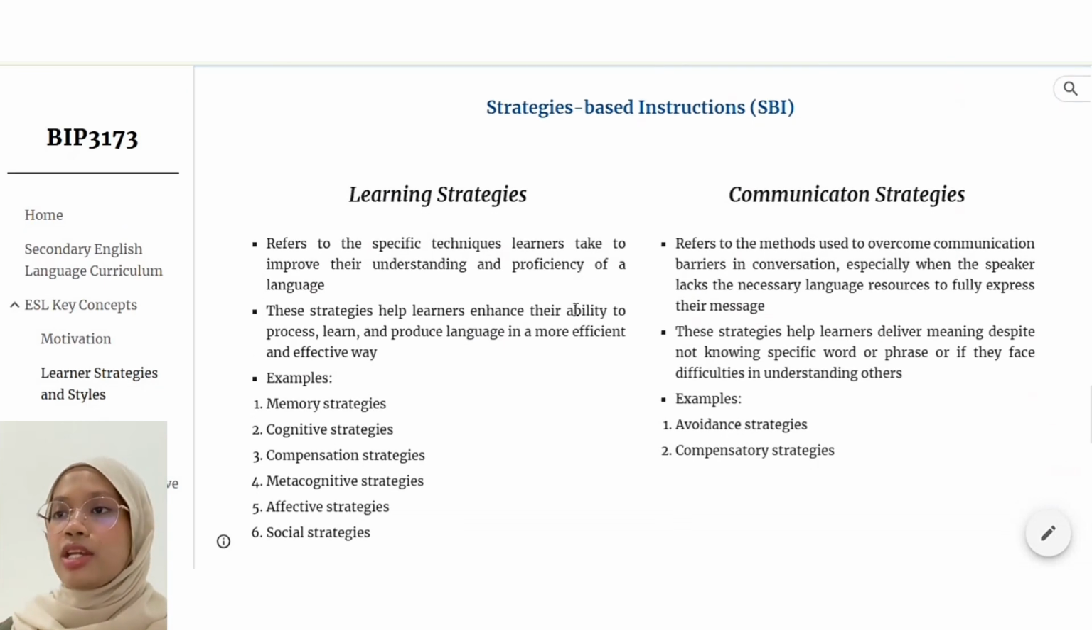On the other hand, communication strategies refers to the methods used to overcome communication barriers in conversation, especially when the speaker lacks the necessary language resources to fully express their message. This is mostly for beginner L2 learners, and these strategies help learners deliver meaning despite not knowing specific words or phrases, or if they face difficulties in understanding others who speak the L2.